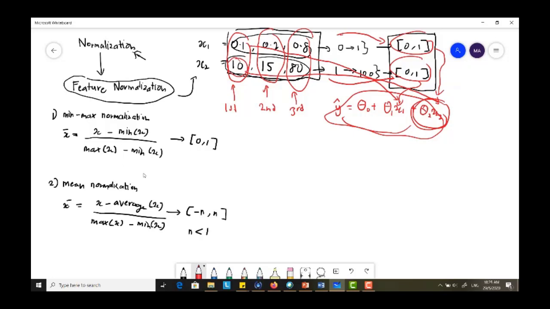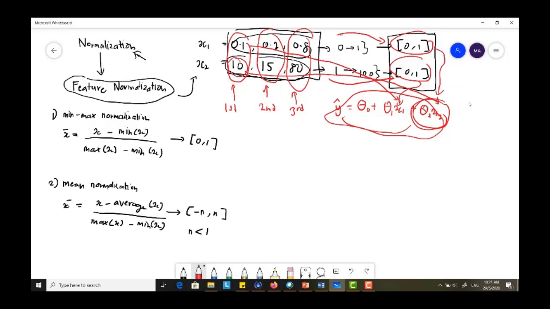So you can apply min max normalization, or you can apply mean normalization. But for mean normalization, you cannot get the range from 0 to 1; you get values from negative n to n, where n is always less than 1. The value has a range from negative to positive, but the negative value is not more than 1, by applying this formula. That is the normalization, and this happens in any machine learning, not just deep learning.